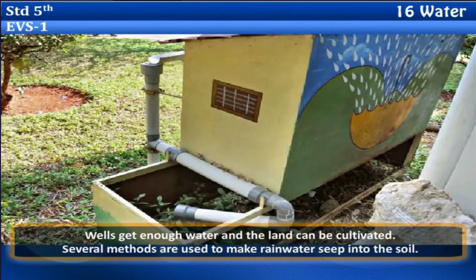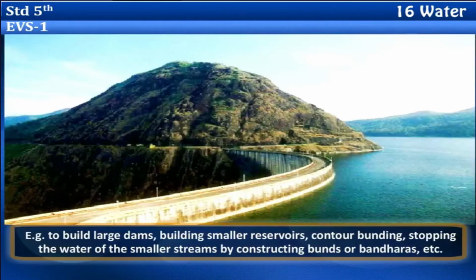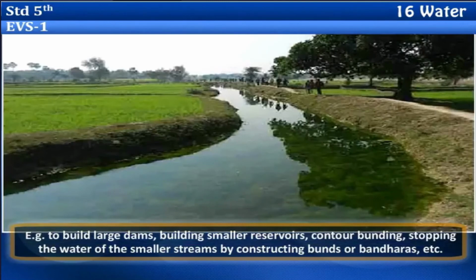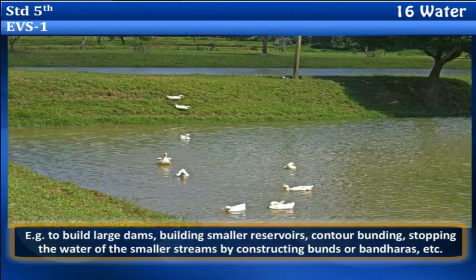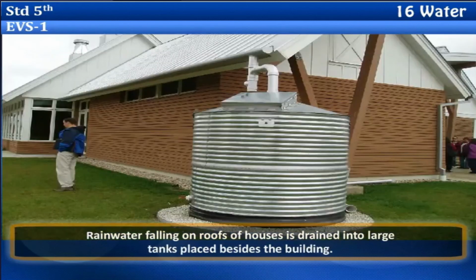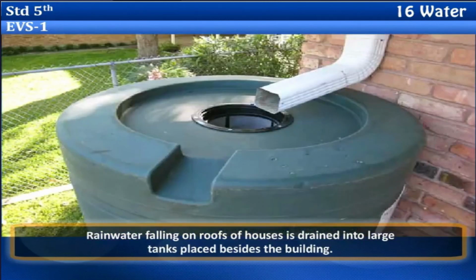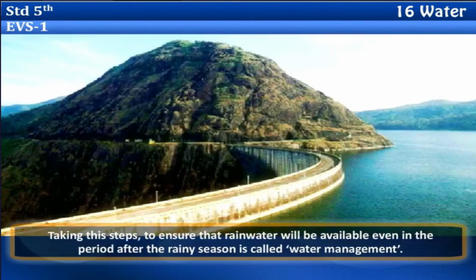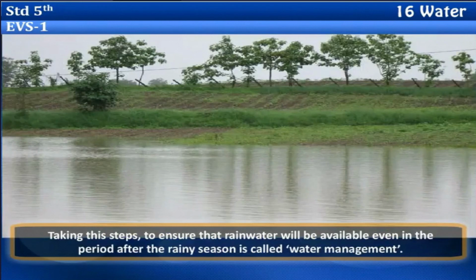Several methods are used to make rainwater seep into the soil. For example, building large dams, building smaller reservoirs, contour bunding, and stopping the water of the smaller streams by constructing bunds or bandharas, etc. In some places, wells are dug in riverbeds to allow water to collect in them. Rainwater falling on roofs of houses is drained into large tanks placed beside the building. Taking these steps to ensure that rainwater will be available even in the period after the rainy season is called water management.